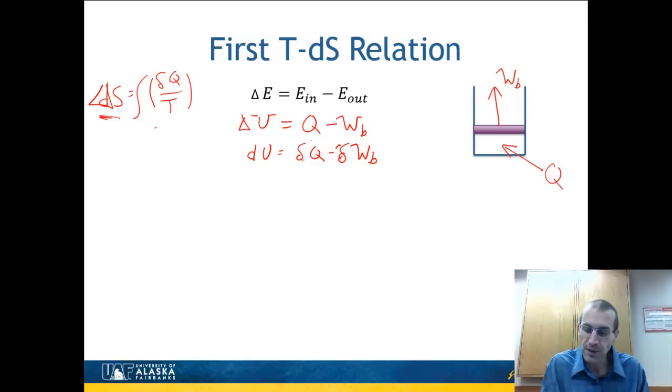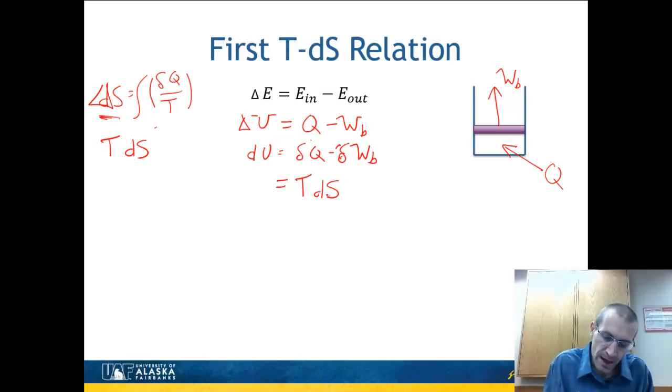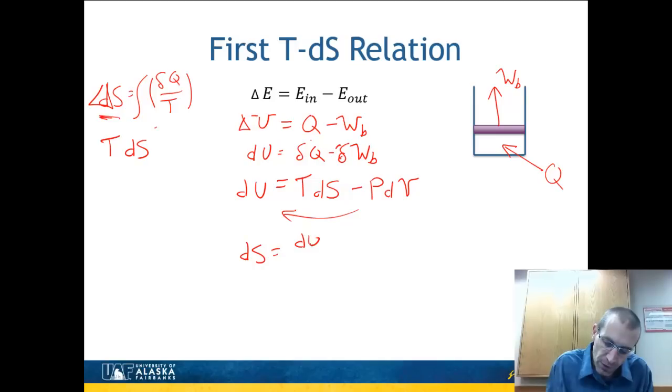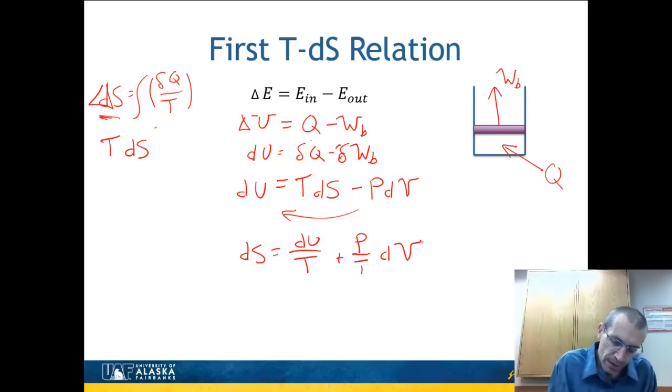And so in place of del Q, I'm going to put in T dS. So that's going to be equal to T dS. And now I've replaced it with a differential. And the boundary work, this is P dV work, that's going to be minus P dV. And that is all equal to dU. So I'm going to rearrange this. I'm going to move the P dV term over here and divide through by T. And so I end up with dS is equal to dU over T plus P over T dV.